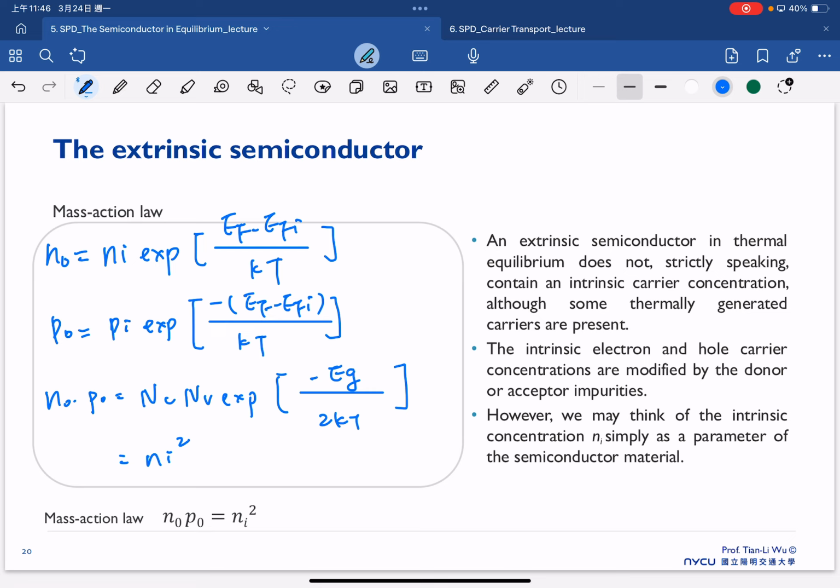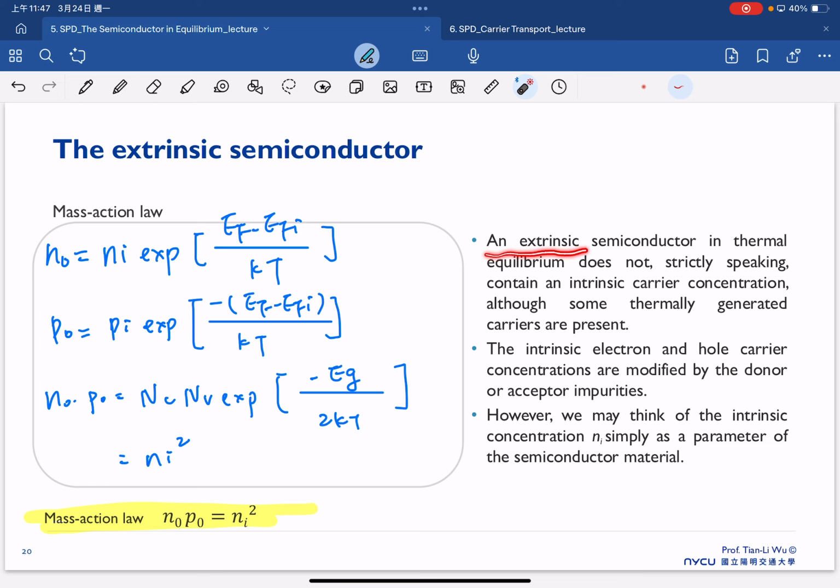Therefore, we can have the law that we call the mass action law, which is equal to here. So in here, we just try to derive another law as shown here. Let's just go through the text here.